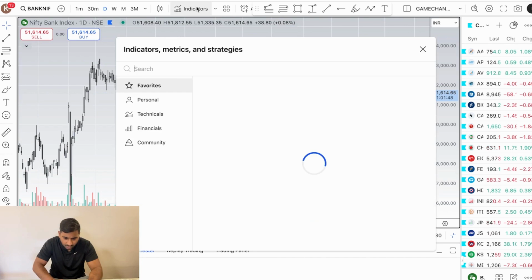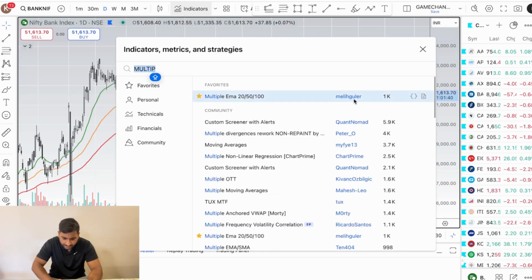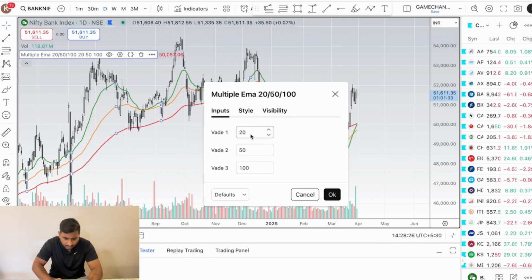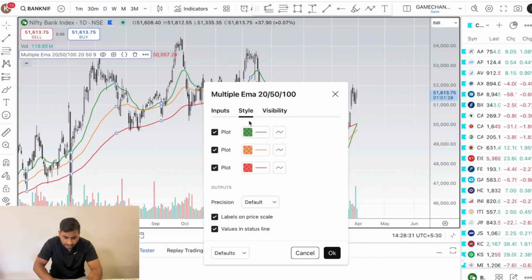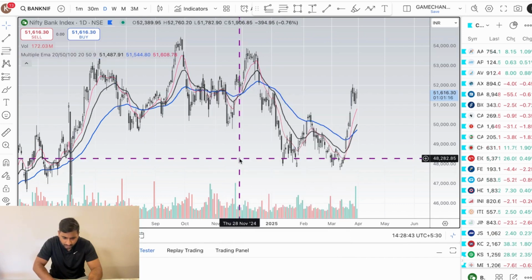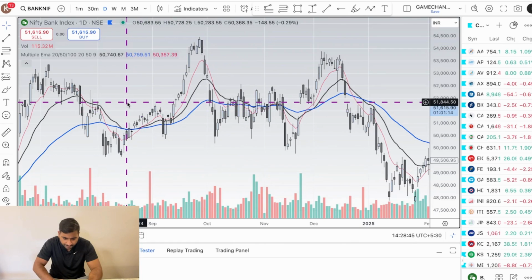So what I'm going to do is add the indicator, multiple EMA here. After that, I'm going to do 20 moving average, 50 moving average, and a 9 moving average. Style is going to be black here. This is going to be blue, and this is going to be pinkish red. So this is how it will look.